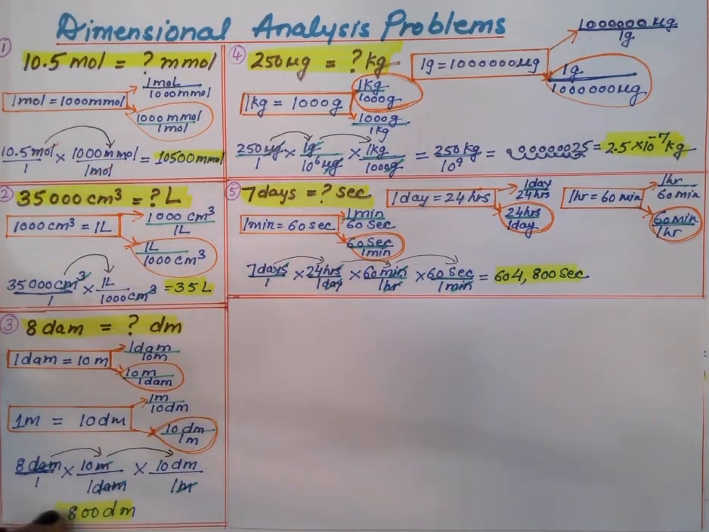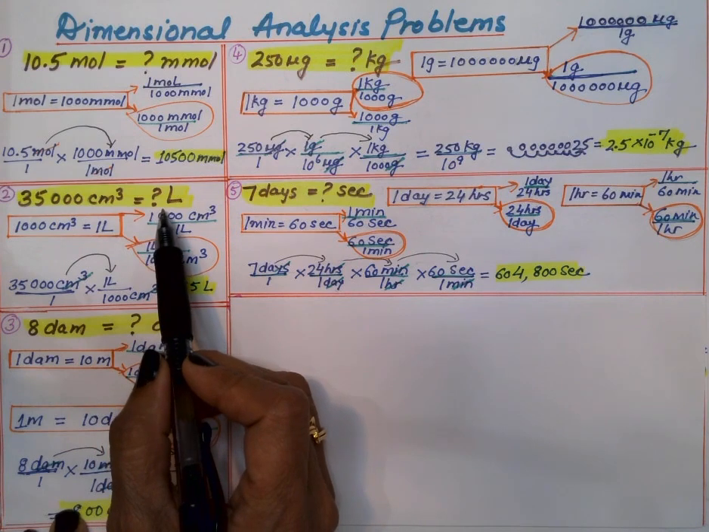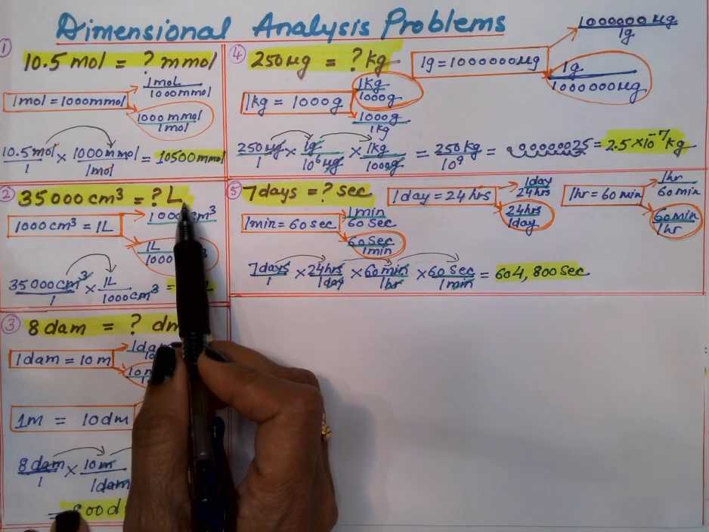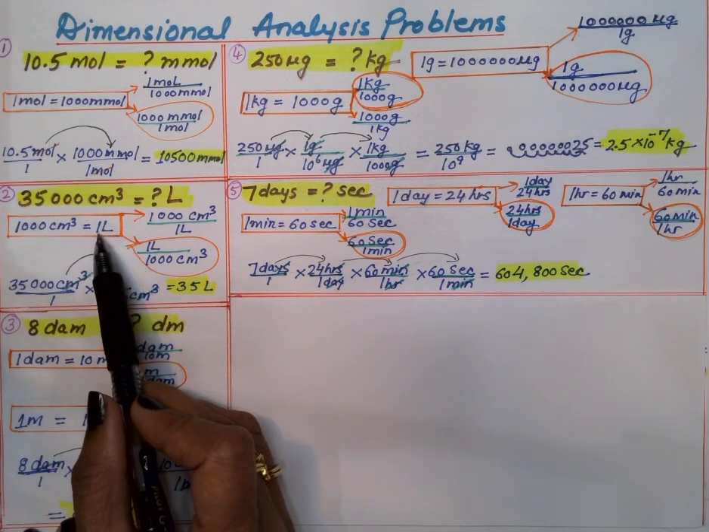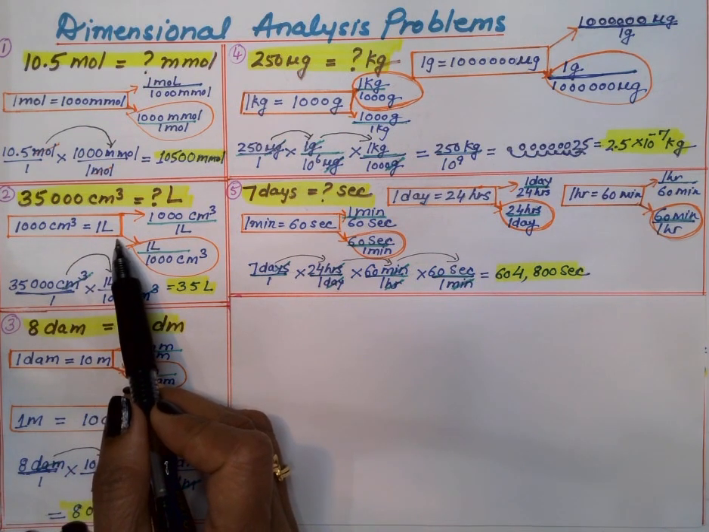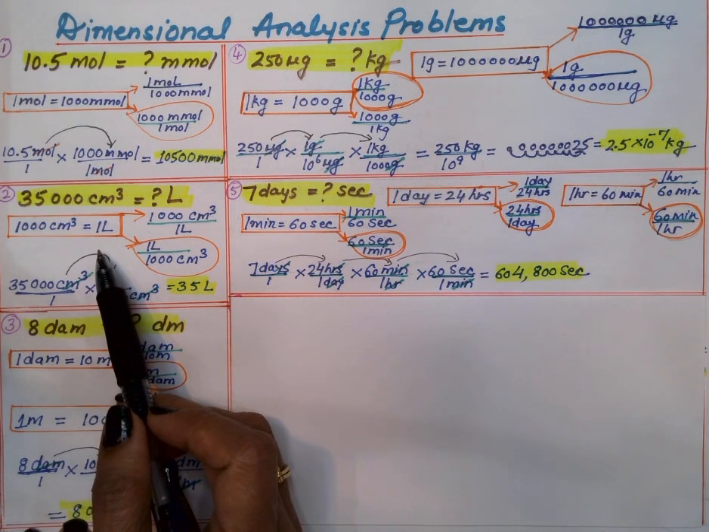All right. Now let's do the second one. Here, 35,000 cubic centimeters. You have to find how many liters are here. We know this equivalent relationship: 1000 cubic centimeters is equal to 1 liter. That's the basic unit.